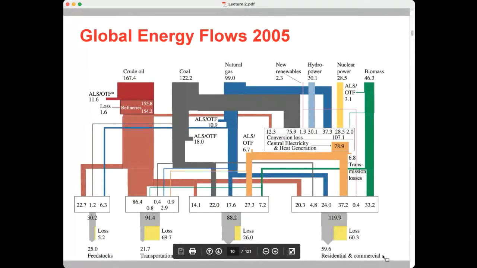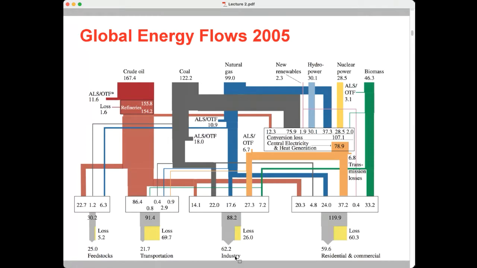Comes to the final energy use sectors: residential and commercial, industry, transportation, and feedstocks. I don't know how you hide that entirely. And this diagram here is reflecting the efficiency with which energy is used in those final sectors.